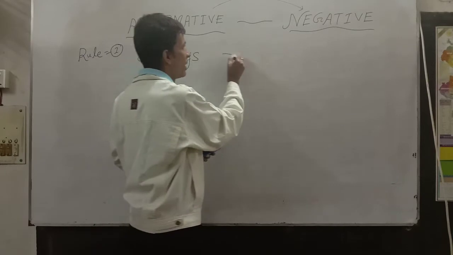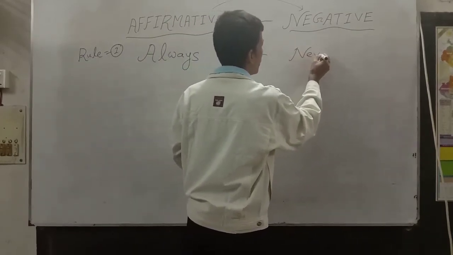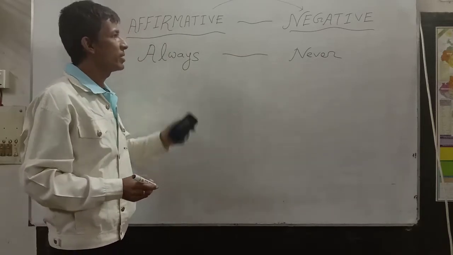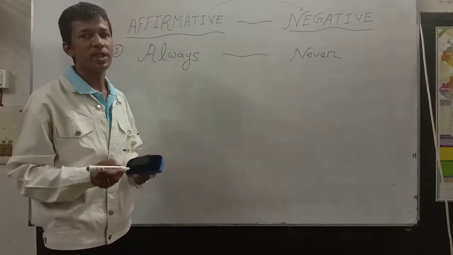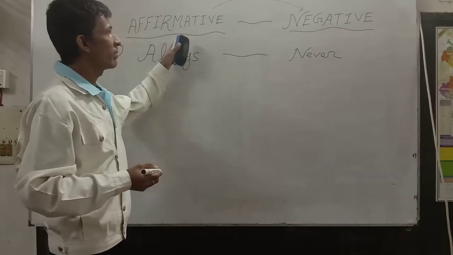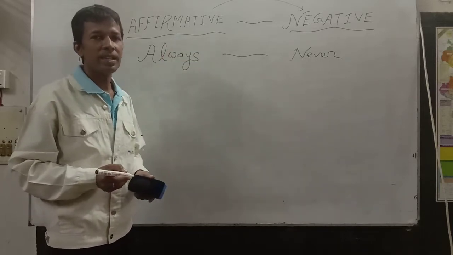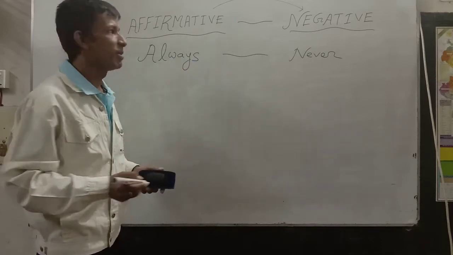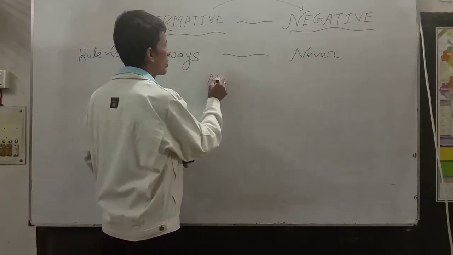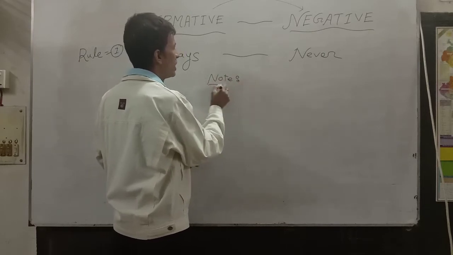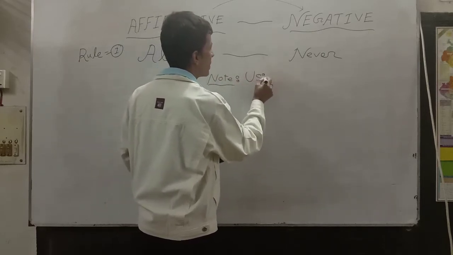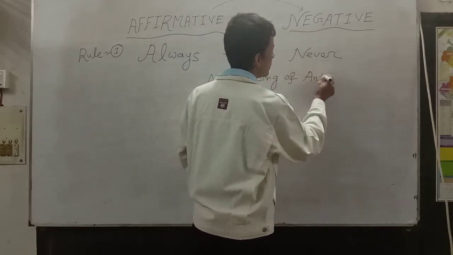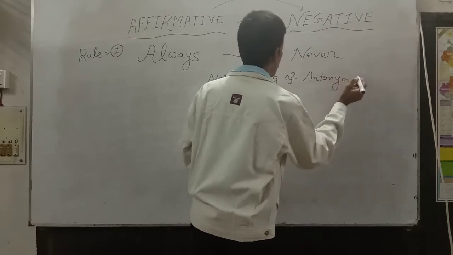Always and never. The main characteristic of this transformation is that you will have to use an antonym while you are going to transfer the affirmative sentence into a negative sentence, and in the reverse way you can also transfer the negative sentence into an affirmative sentence. So note, using of antonym.